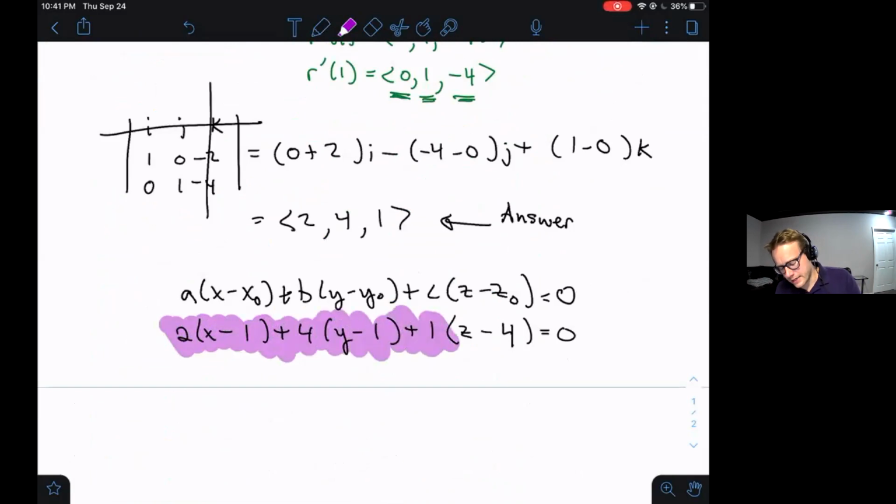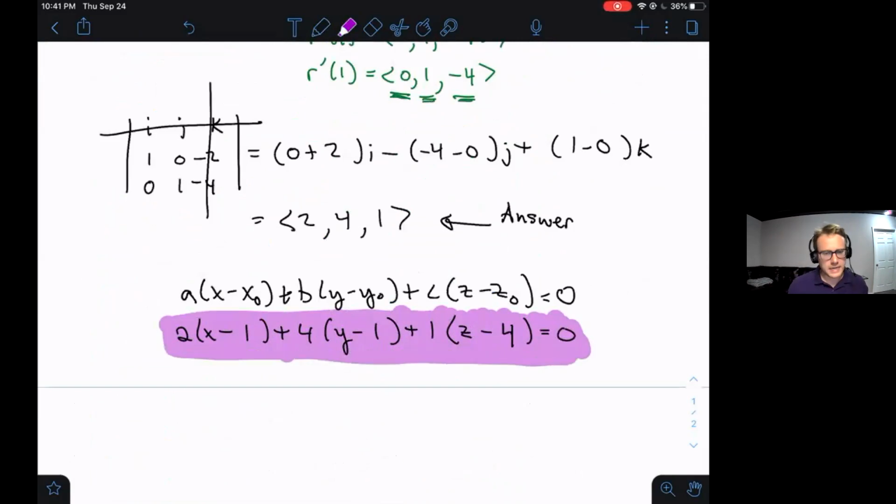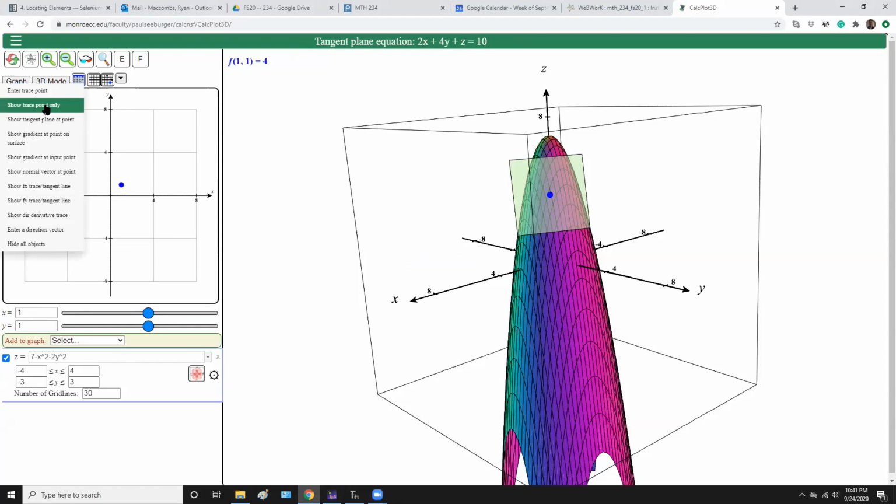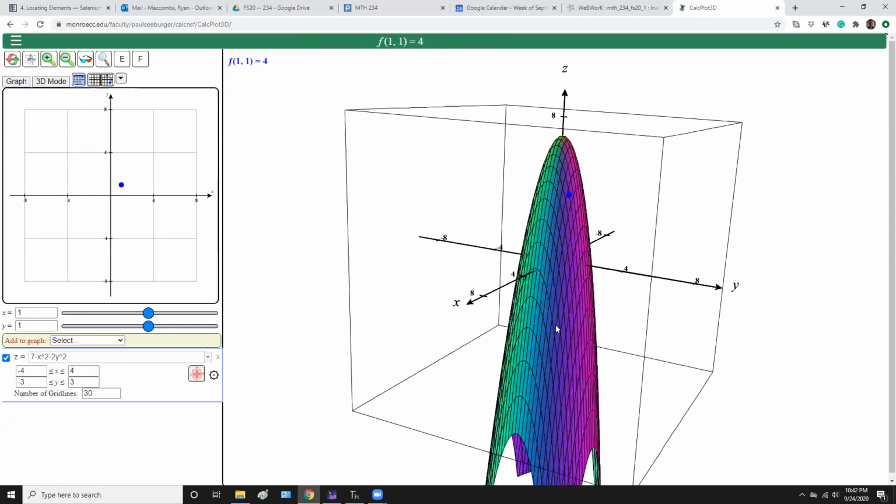Okay, but since we have all this technology and whatnot, let's be paranoid and let's verify, right? So I hope you have this copied down in your paper. I'm going to switch back to my desktop where we actually have this all done with computers, with the Monroe 3D Calc Plotter, and I would like to verify. Let me take this off. I'm just going to show the trace point. So the trace point coordinates back to 1, 1. And I just want to show that point itself, not the plane or anything like this.